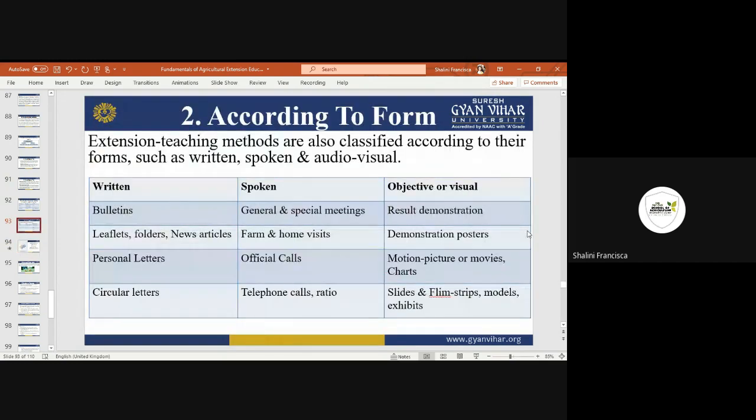Okay, so this is all about the extension teaching methods. We will learn about each of them in the coming sessions, and it will be very helpful. We will come across many different types, and which type is suitable for what form of information dissemination.